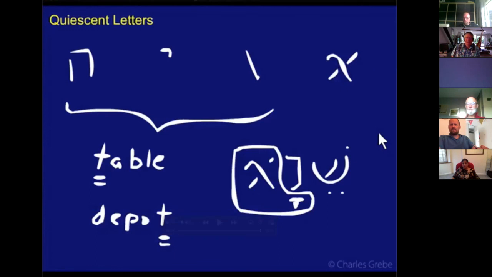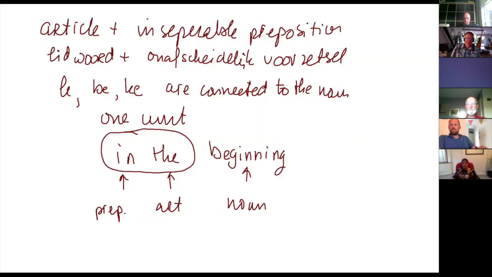The important part, and I think I showed it on the whiteboard. The last remark I think is very helpful. Quiescent letters become quiet at the end of a syllable.